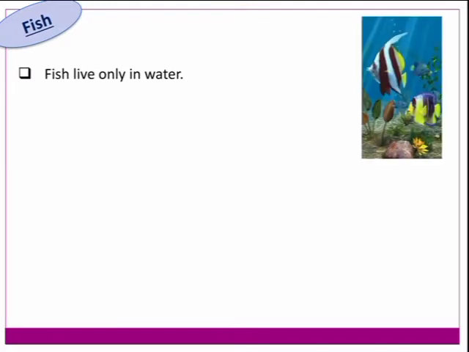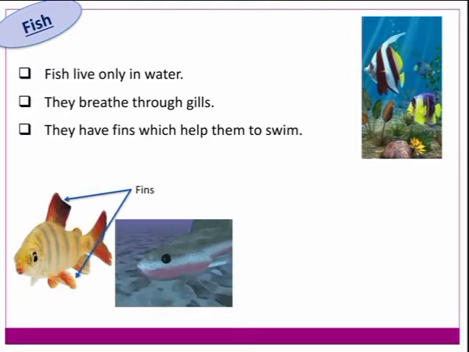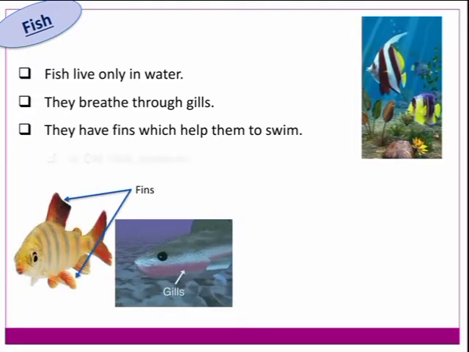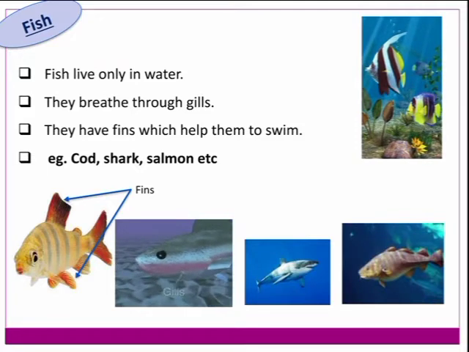Now, let's look at the characteristics that make an animal a fish. Fish live in water. They are found in fresh water as well as salty water. They breathe through gills, not lungs. They have fins which help them to swim. Some examples of fish are cod, shark, salmon, etc.